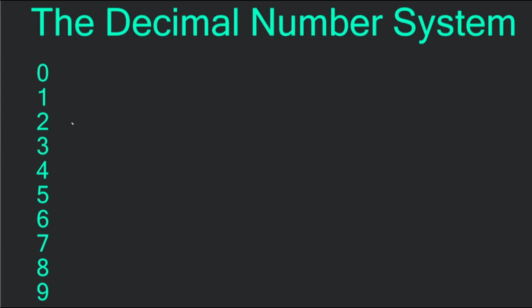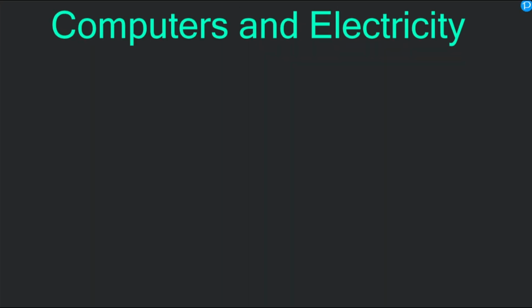The number system most of us are familiar with is called the decimal number system. Within the decimal number system, any value can be represented by the digits 0 through 9. You might be asking, why don't computers just use the decimal number system, since most of us are more familiar with that? Well, in computing, there are a limited amount of ways to store information.